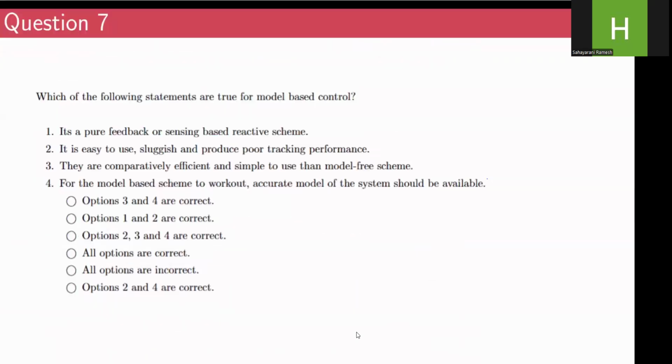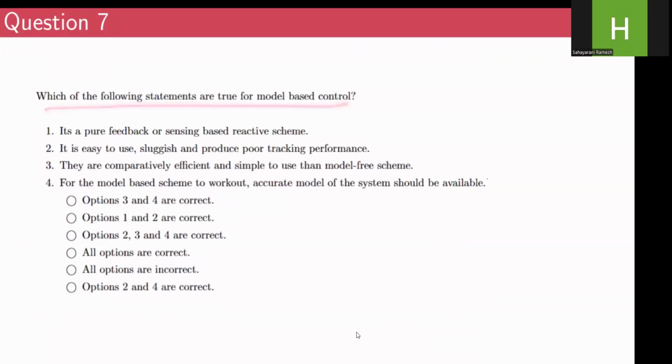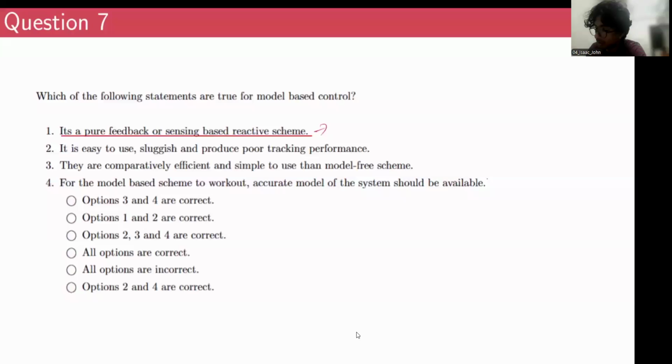Now, moving on to question 7. Which of the following statements are true for a model-based controller, a model-based controller without any feedback terms? The first statement, it's a pure feedback or sensing based on reactive scheme. That is obviously false, because it's only based on the mathematical model. It does not rely on feedback.